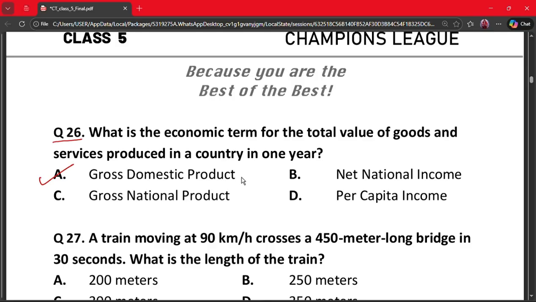So GDP measures the total value of goods and services. It is calculated within a country's border in 1 year. Other options represent different economic measurements. Thus, GDP, that is gross domestic product, is the correct answer.